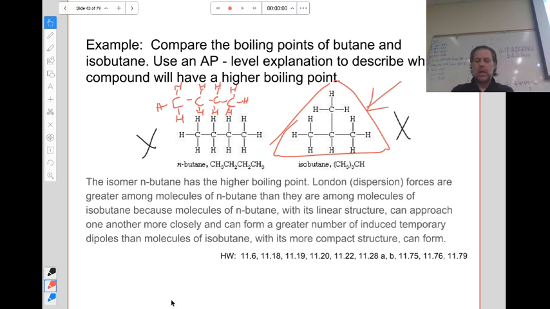All right, so here is butane, and here is isobutane. The difference is that if I had a couple of these, I could stack them together in a lot neater package. So attraction like that, compared to a couple of these.